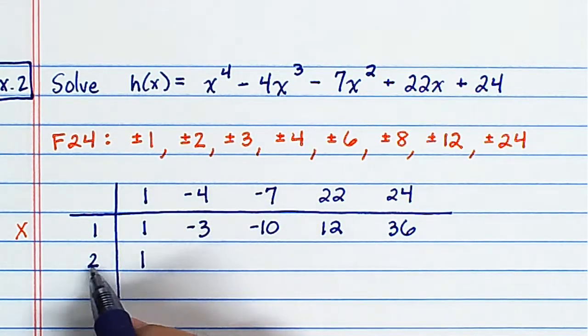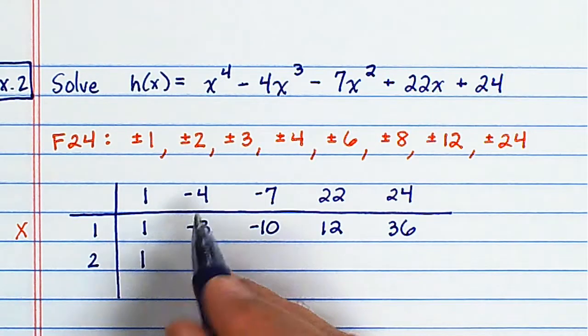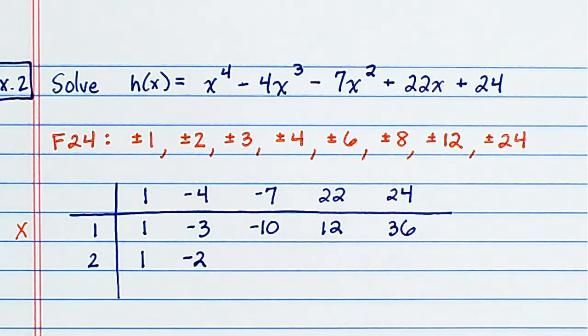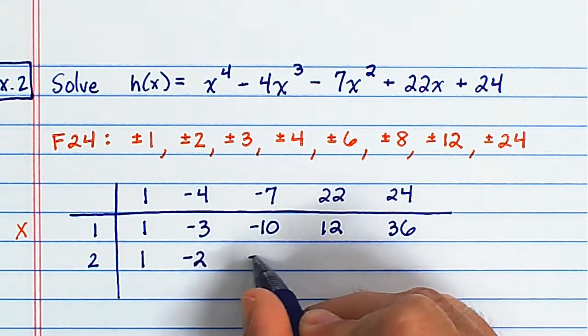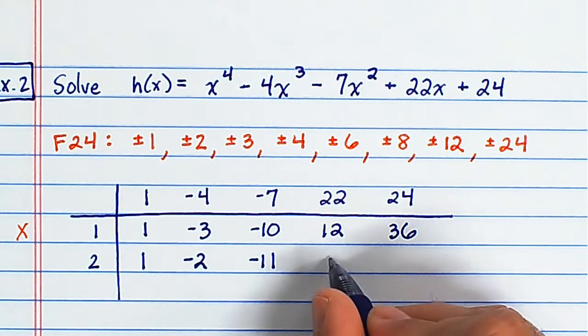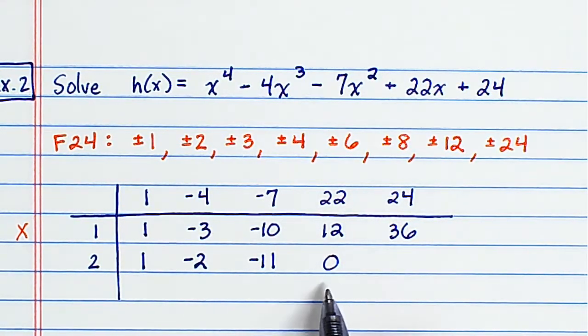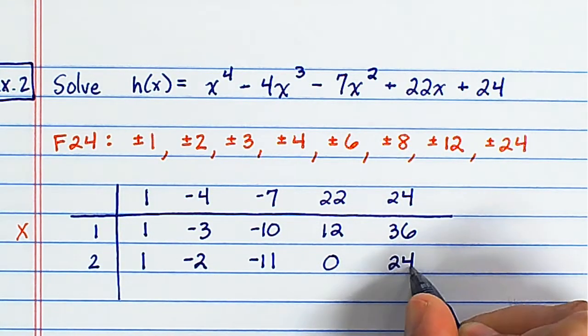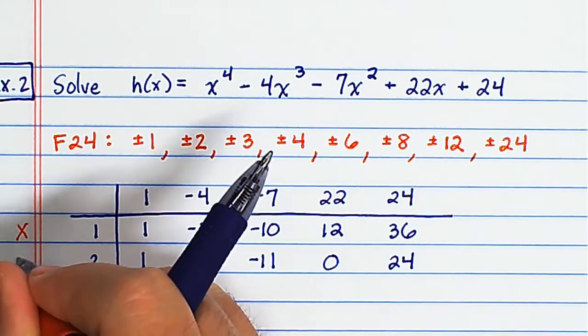Dropping my 1 down. 2 times 1 is 2. 2 plus negative 4 is negative 2. 2 times negative 2 is negative 4. Negative 4 plus negative 7 is negative 11. 2 times negative 11 is negative 22. Negative 22 plus 22 is 0. Unfortunately, that 0 is not here, though, so we got to keep going. 2 times 0 is 0. 0 plus 24 is 24. So 2 is no good.